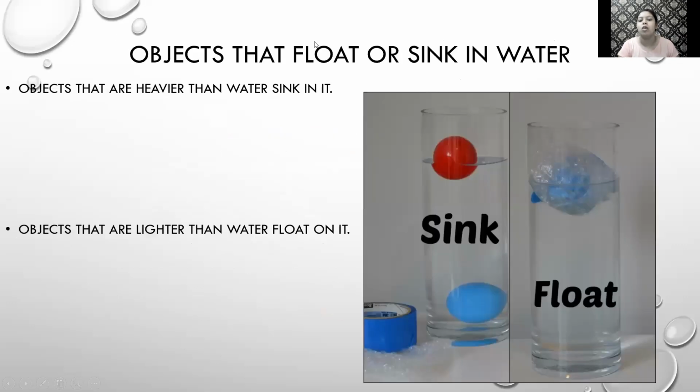Now let us see objects that float or sink in water. Okay, objects that are heavier than water always sink in water. If they have properties that are heavier than water, they sink. But objects that are lighter than water, what happens? They come to the brim and they float. They stay on the brim and they float in water.